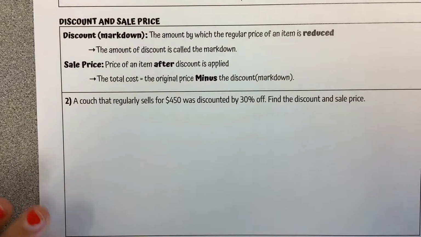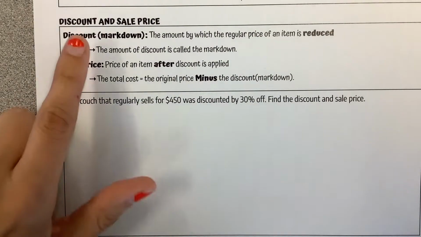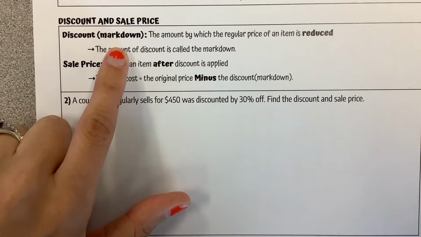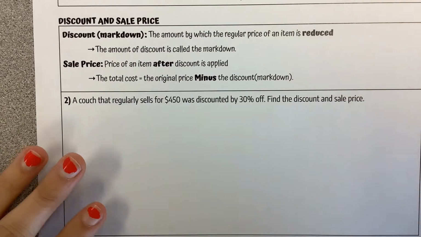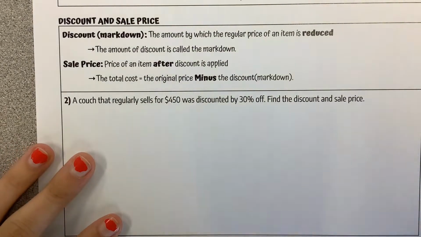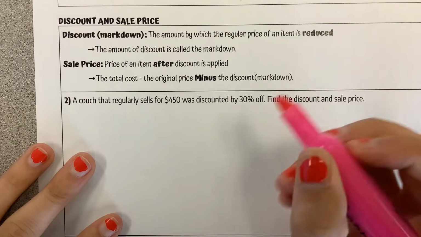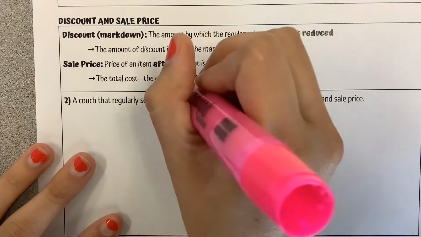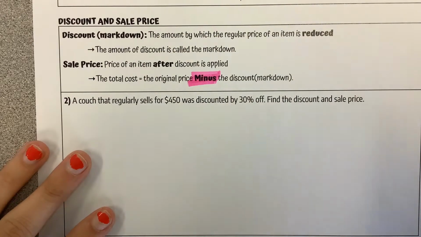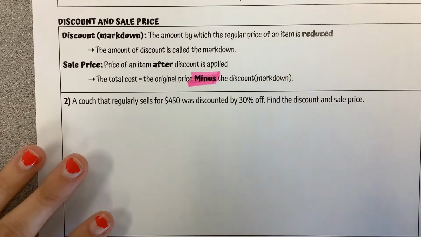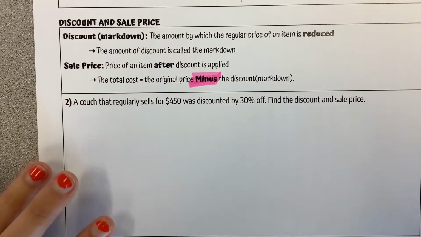All right, discount and sale price. Well, discount is a markdown. It's the opposite. You are taking something off the price, or it's on sale. The amount by which the regular price of an item is reduced. The sale price is the price after the discount is applied, and this is the scenario where you're actually going to subtract the discount, right? It's taking money off that original price, so we're subtracting it instead of adding.